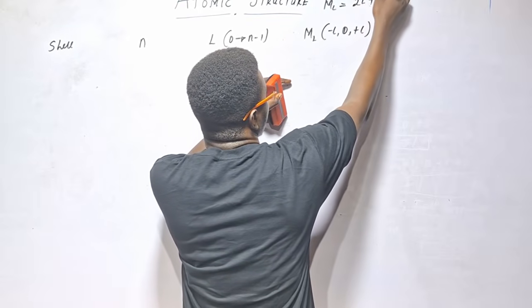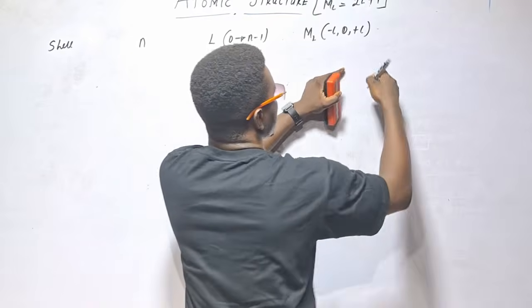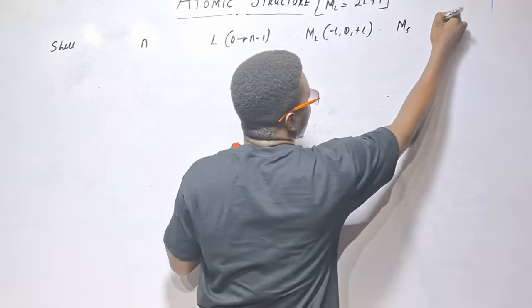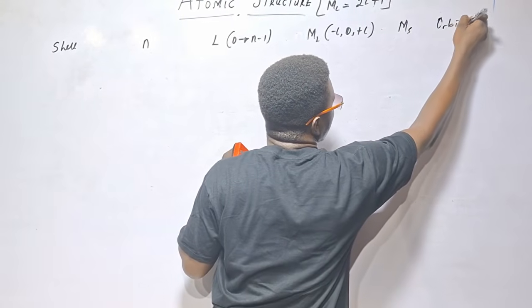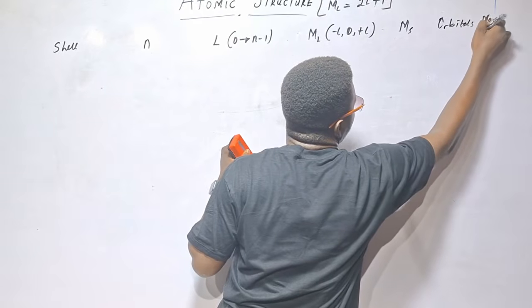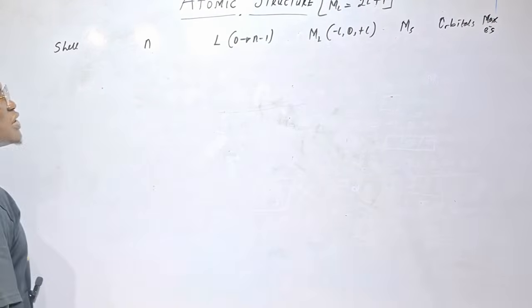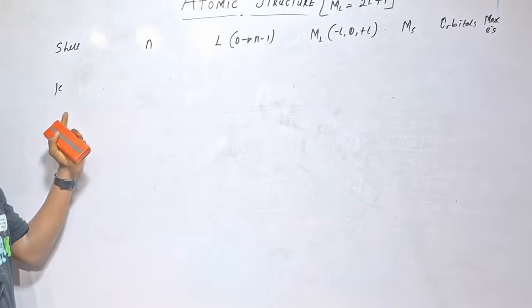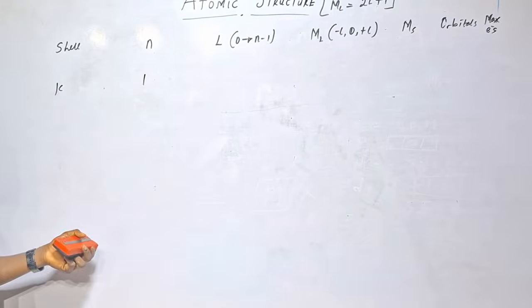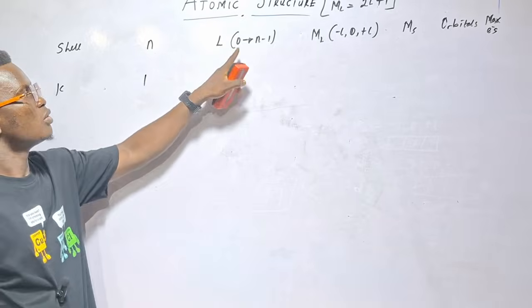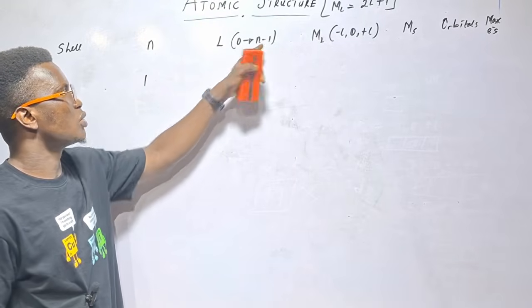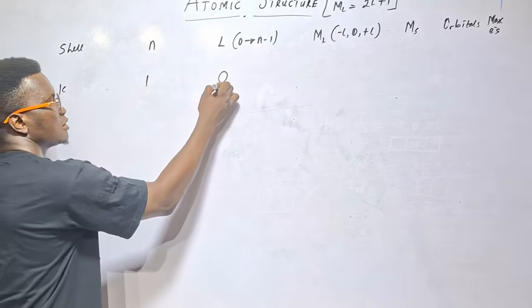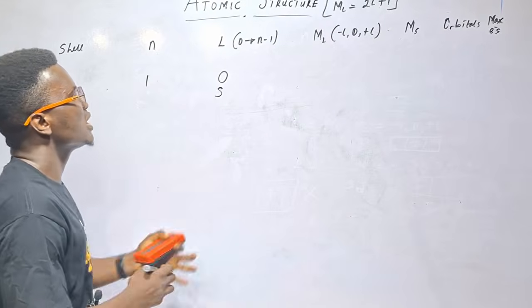Then there's a general formula I wrote there. You might just note that in your notes. The general formula is the number of M sub L values is equal to 2L plus 1. I'm still going to explain that as we move on. The other columns are M sub S, then the orbitals, then the maximum number of electrons you can have. For the first shell, K, n is going to be 1. Then what will be the values of L if n is 1? It's going to be 1 minus 1, which is 0. So L is just going to be 0.